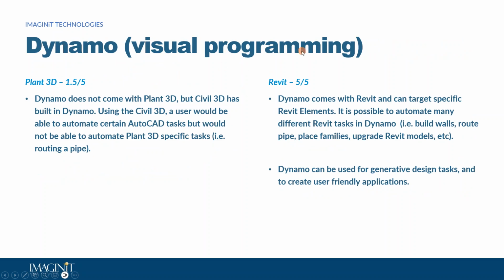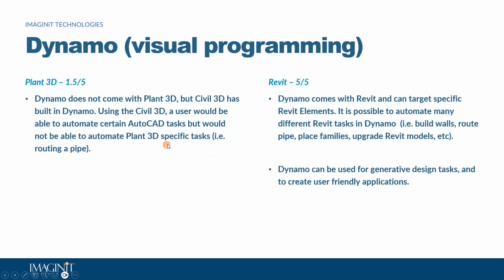Dynamo, so visual programming. For Plant 3D, we gave it a 1.5 out of 5. Dynamo does not come with Plant 3D, but Civil 3D has built-in Dynamo. Civil 3D is part of the AEC Collection, and Plant 3D and Civil 3D are both AutoCAD verticals, built on top of AutoCAD. So using the Civil 3D application, a user would be able to automate certain AutoCAD tasks, but would not be able to automate Plant 3D specific tasks.